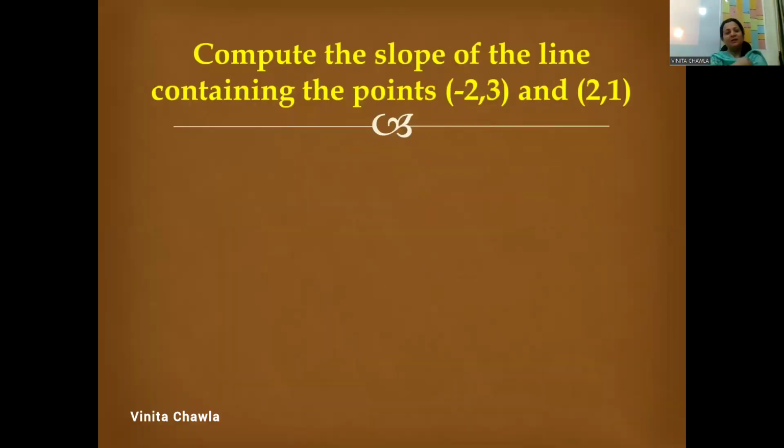Compute the slope of the line containing the points (-2, 3) and (2, 1). How will you find the slope? X1, y1, and x2, y2 are given. You can find the slope easily, right? So x1, y1 is (-2, 3). X2, y2 is (2, 1).